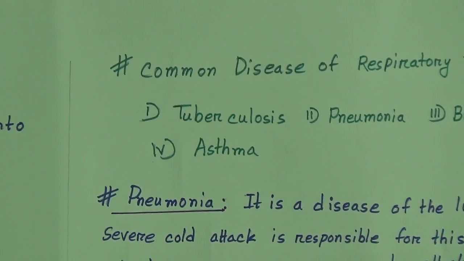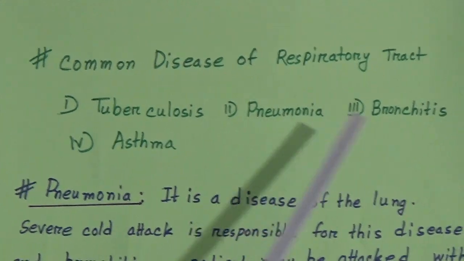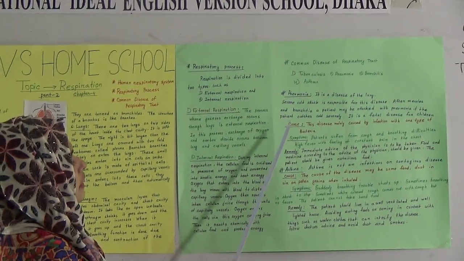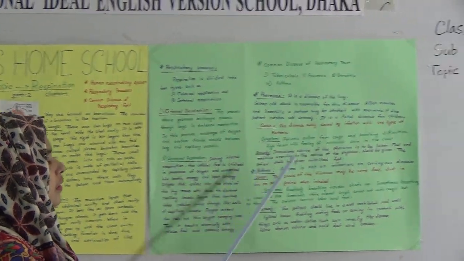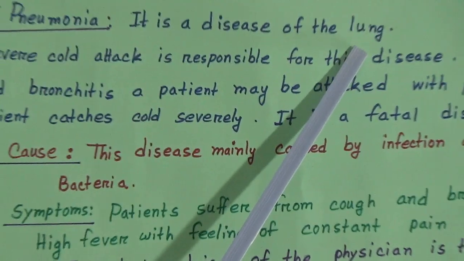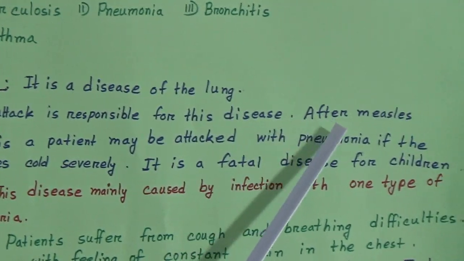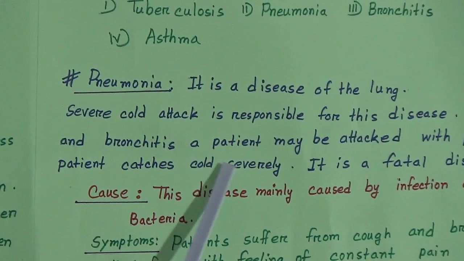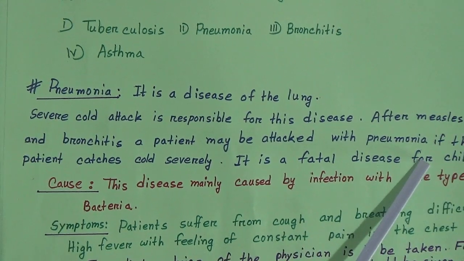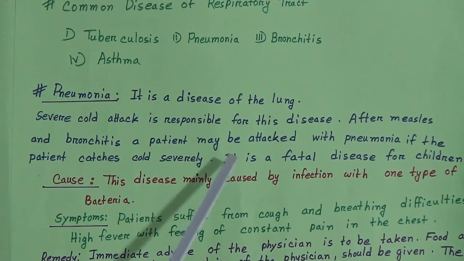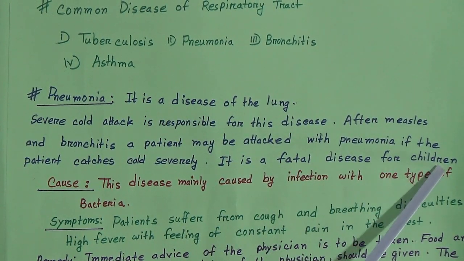Now our next topic is common diseases of the respiratory tract. Here are common diseases: tuberculosis, pneumonia, bronchitis, asthma. But today I will discuss pneumonia and asthma. Pneumonia. It is a disease of the lung. Severe cold attack is responsible for this disease. After measles and bronchitis, a patient may be attacked with pneumonia if the patient catches a severe cold. It is a fatal disease for children.